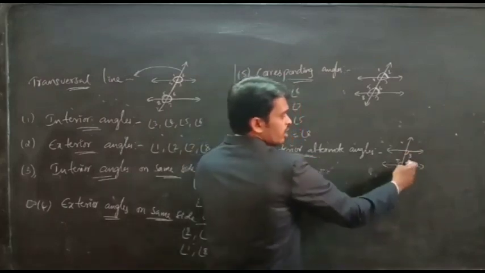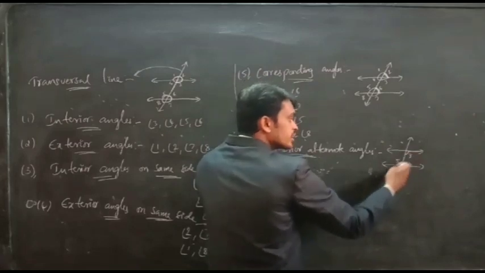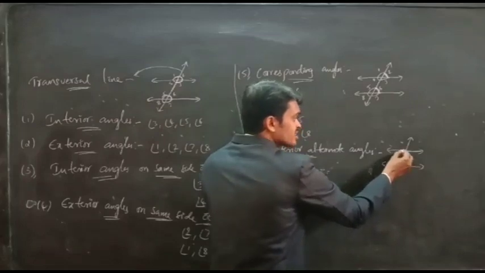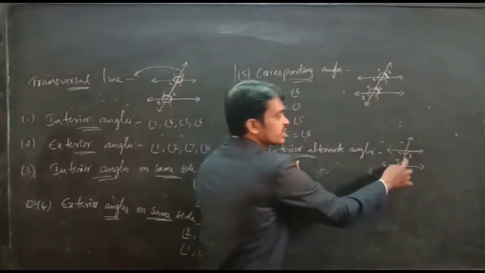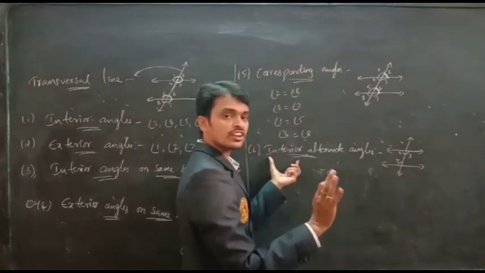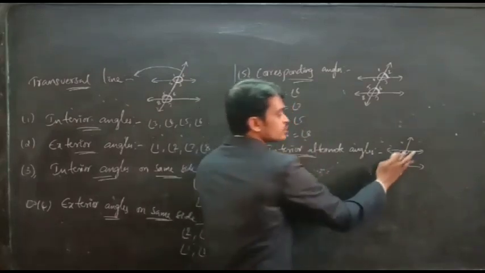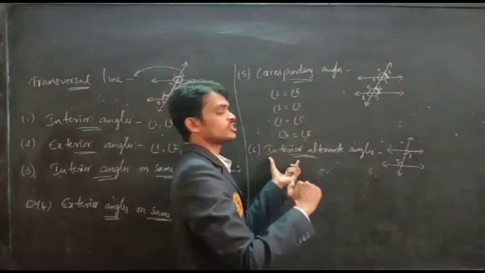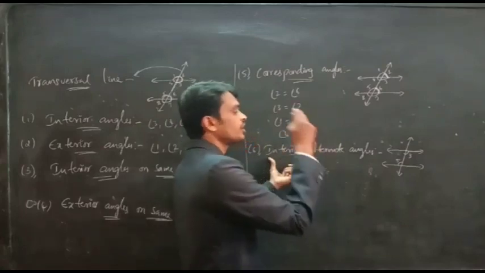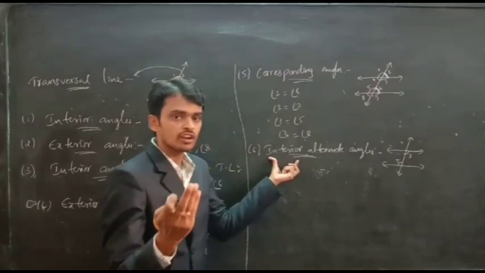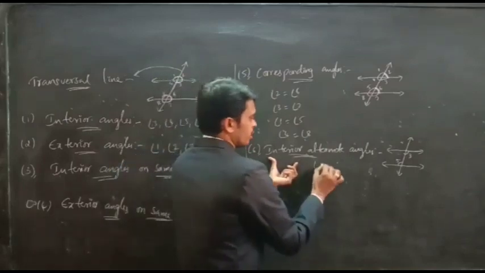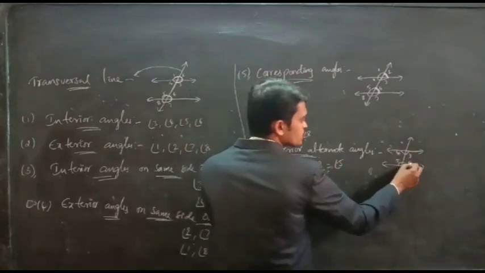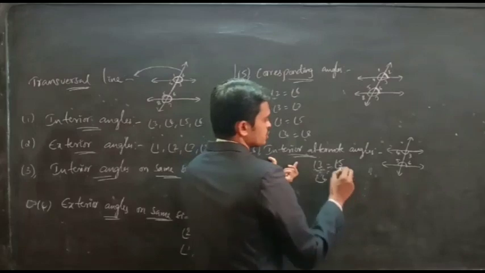Both are interior angles and on either side of the transversal line. You are taking 3 and 5, then why can't we take 4 and 3? Because these are adjacent angles, they are not interior alternate angles. The angle should be interior and on either side of the transversal line to be called an interior alternate angle. So the interior alternate angles are two pairs: angle 3 equals angle 5, and angle 4 equals angle 6.